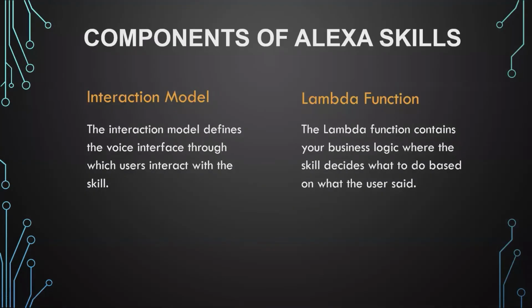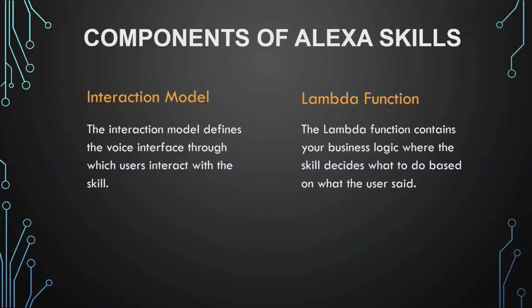Now let me talk about the components of Alexa skills. There are two main components to an Alexa skill, the interaction model and the Lambda function. When we were developing an Alexa skill through Alexa Blueprints, that didn't matter to us much because Amazon took care of 99% of it for us. However, if you're developing an Alexa skill through the Alexa Skills Kit, you'll need to keep these in mind.